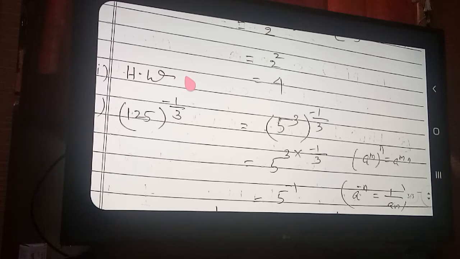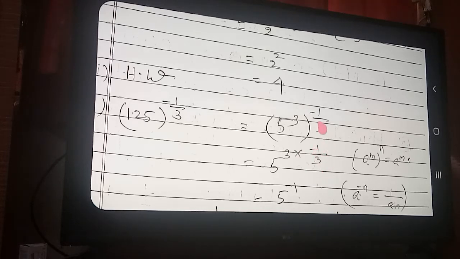So okay, that sum you do as homework. And the next sum: 125 the whole raised to minus 1 by 3. Students, it is the same only. So here the denominator, how much came? 3. Index denominator 3 came. In the same way, you make this 125 as the third power of some number. Which number's third power? 5 cube. 5 cube the whole raised to minus 1 by 3. That is 5 raised to 3 into minus 1 by 3.